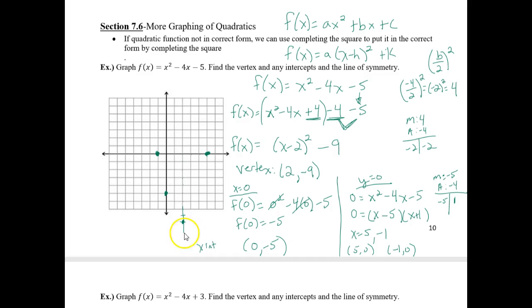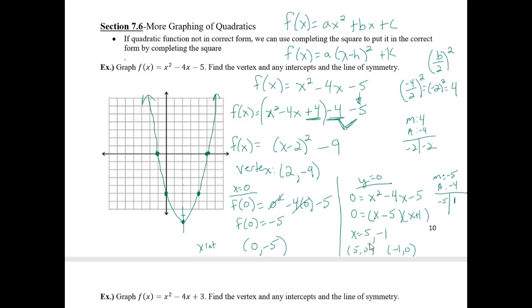So since I have this point here, I know it's going to be symmetrical over here on the same line, over 2 from the vertex, over 2 from the vertex, just to even it out a little bit. Alright, so there's my graph. Connect the dots, making a U shape, not a V shape, and filling my graph. And there you go.